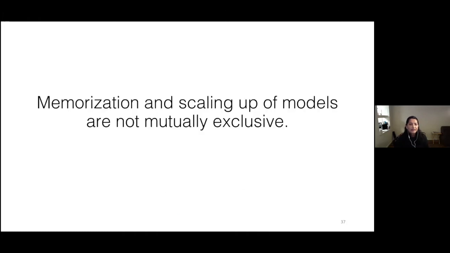At this point, I'd also like to note that memorization and scaling models by adding trainable parameters are not mutually exclusive approaches, but the behaviors of billion and trillion parameter models are still relatively understudied. So we do need to still establish a clear relationship between the size of the model and the use of a non-parametric memory in those cases.